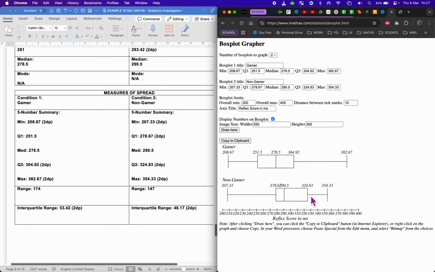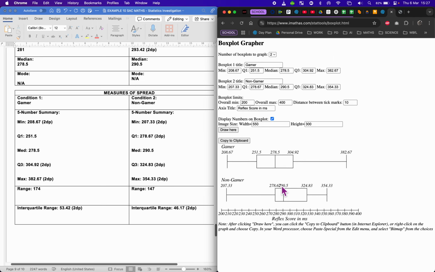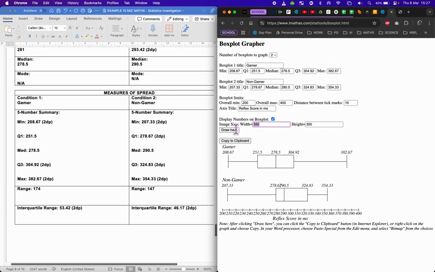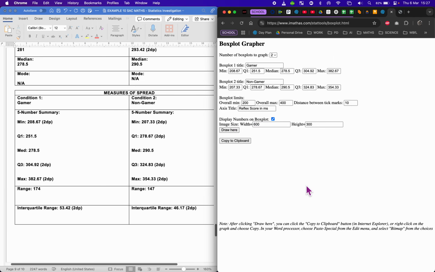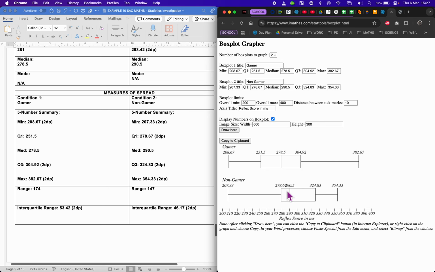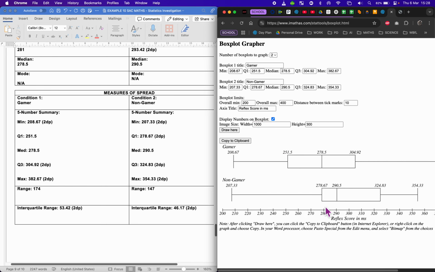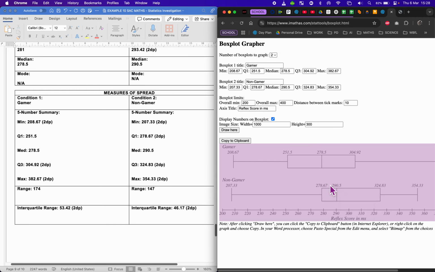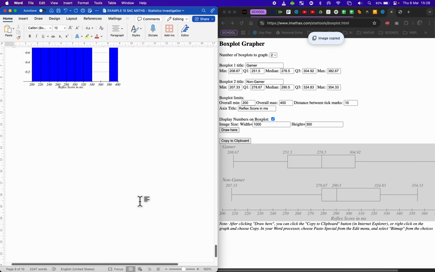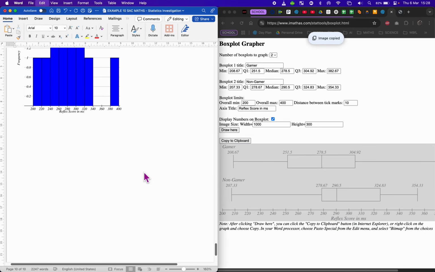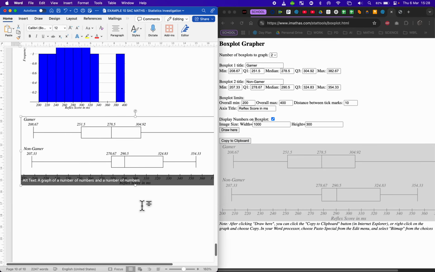It's a bit thicker. I don't like this overlapping. Let's make it a bit wider. 600. Draw here. It's still kind of stuck together. What about 1000? That's better, but that might not fit on the page. You can play around with it, okay? And I'm going to copy that, paste it into my assignment. That fits on the page nicely.